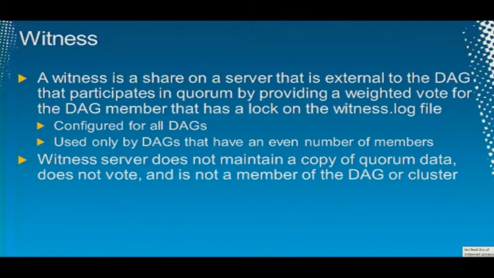Now, the witness server, although it's configured for all DAGs, is not going to come into play until your DAG has an even number of members. So a 2-member DAG, a 4-member DAG, 6, 8, 10, all the way on up to 16. Every even number combination will automatically use the witness server. And as I mentioned, it's nothing you need to configure. As you add that 2nd or 4th or 6th server into the DAG, it will automatically start using the node and file share majority quorum model, which will invoke the witness itself.